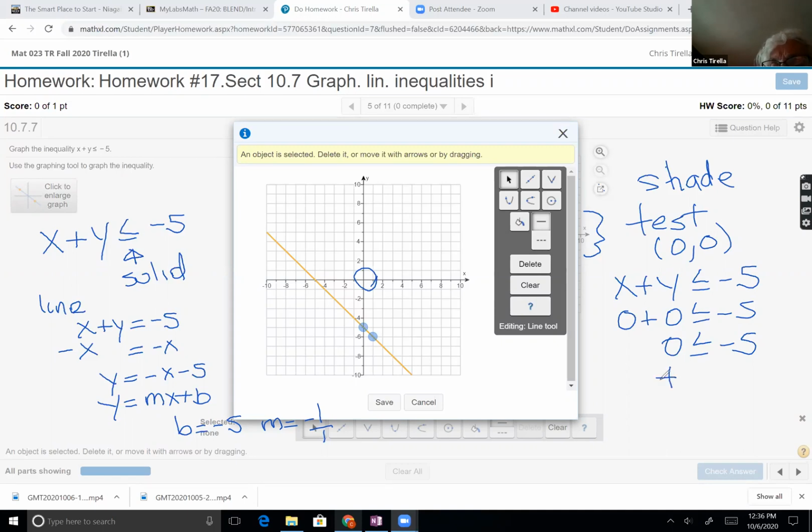No, 0 is not less than a negative. What was I saying there? That's false. I don't want that side of the line.